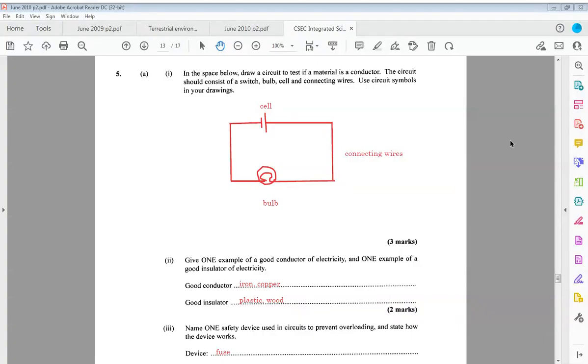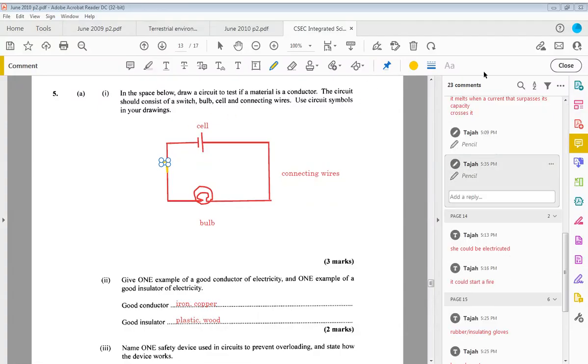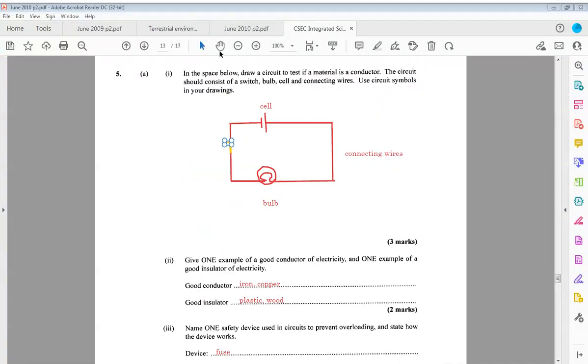I forgot to put... where is the pen? Right, so I'll just put it in a different color. It shouldn't have the line running through it, right? It should actually just be a free space. We'll put it here. Okay, so I'll just put it as yellow. So this is the piece of material that we're testing to see if it's a conductor, right?